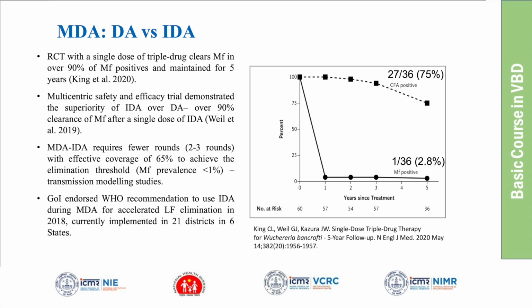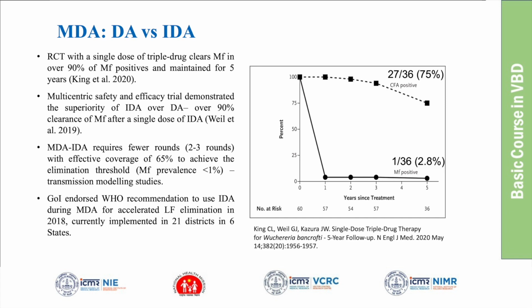So, randomized controlled trials with a single dose of triple drug, that is IDA, showed that IDA clears microfilaria in over 90% of MF positives, and it was maintained over a period of 5 years. Also, another multicentric safety and efficacy trial demonstrated the superiority of the triple drug regimen over the two-drug regimen, wherein it showed 90% clearance of MF after a single dose of IDA.